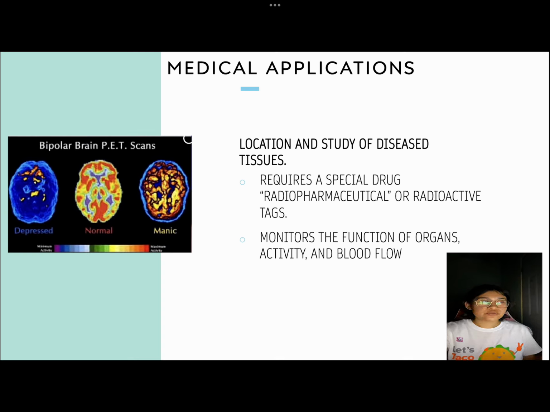So this one shows a picture of bipolar brain PET scans. The first one is the present. It has a lot of low activity. Then we have the normal, and then we have another one. So it is very useful not only for mental illnesses, but also for substance abuse. It really is referring to the picture of a normal brain. We compare it with an alcoholic or a drug addict, and with people who are mentally ill.